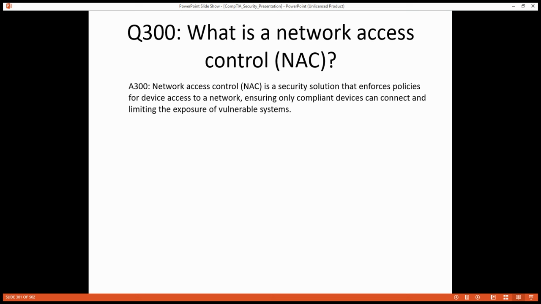Q300. What is a network access control, NAC? A300. Network access control, NAC, is a security solution that enforces policies for device access to a network, ensuring only compliant devices can connect and limiting the exposure of vulnerable systems.